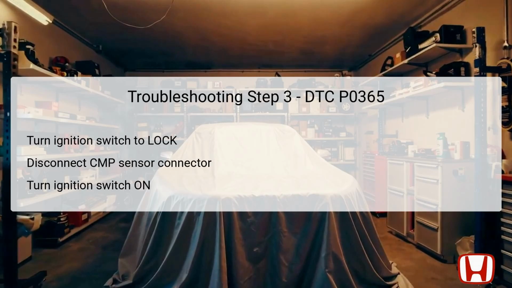For the subsequent step, turn the ignition switch to the lock position, ensuring that all systems are powered down before proceeding. Once this status is confirmed, disconnect the CMP sensor 3P connector carefully, ensuring not to damage the connector or wiring in the process. Following the disconnection of the sensor, you will turn the ignition switch back to the on position to power the vehicle's systems, while remaining cautious not to engage the starter.